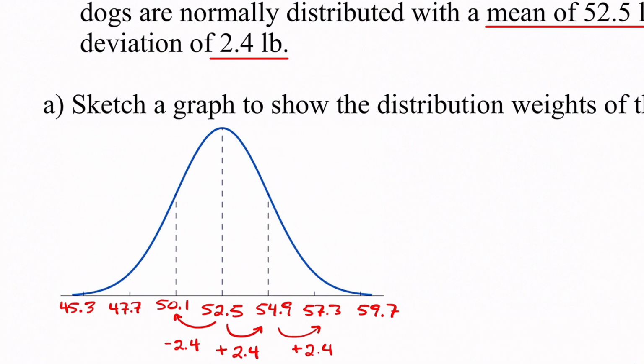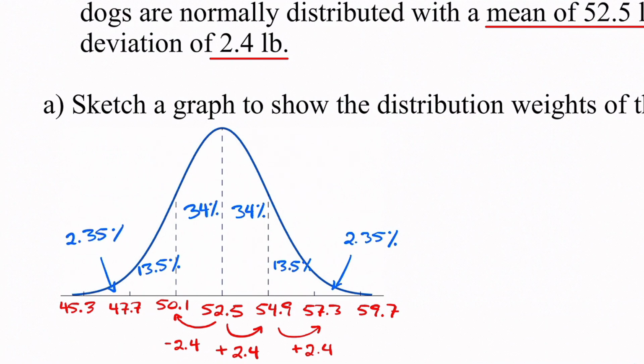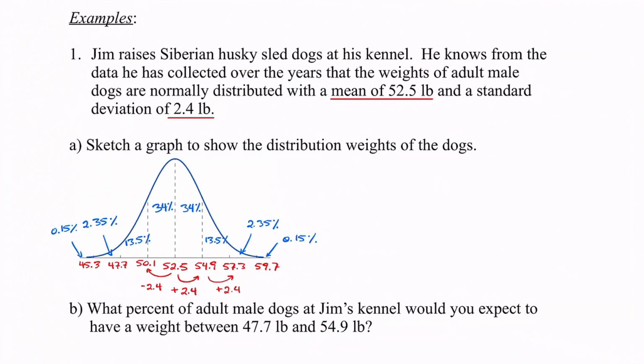Then what I'm going to do is I'm just going to write the percentages inside here. This inside percentage was 34%. Same with this one, 34%. Then the next one was 13.5%. Same on the other side, 13.5%. And then the next one, can't really fit it in, but it's 2.35%. And again, same on the other side, 2.35%. And then lastly, the really small one, it's right here, it's 0.15%. And we'll write that on the other side as well, 0.15%. Okay, so zooming back out, we've gotten our graph.